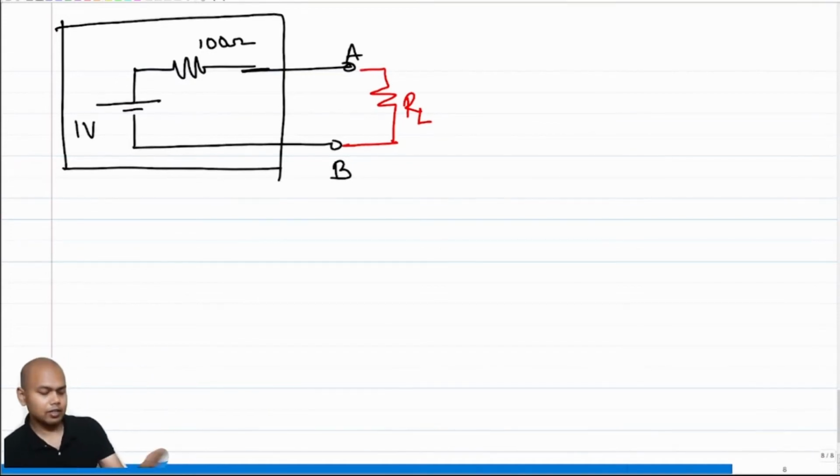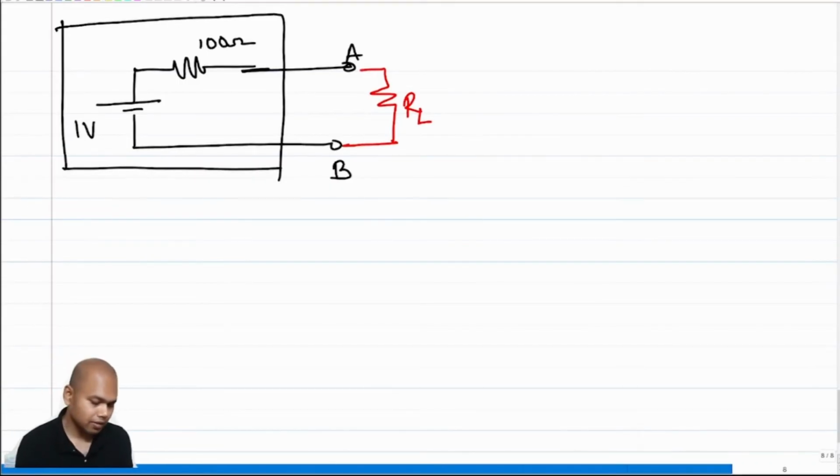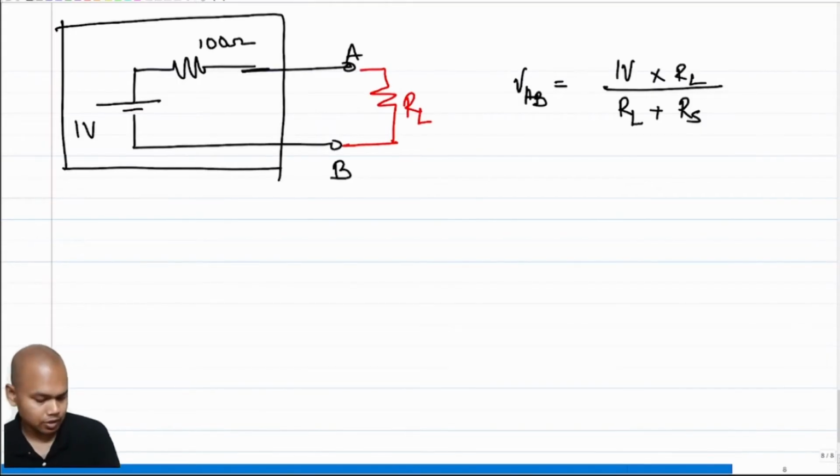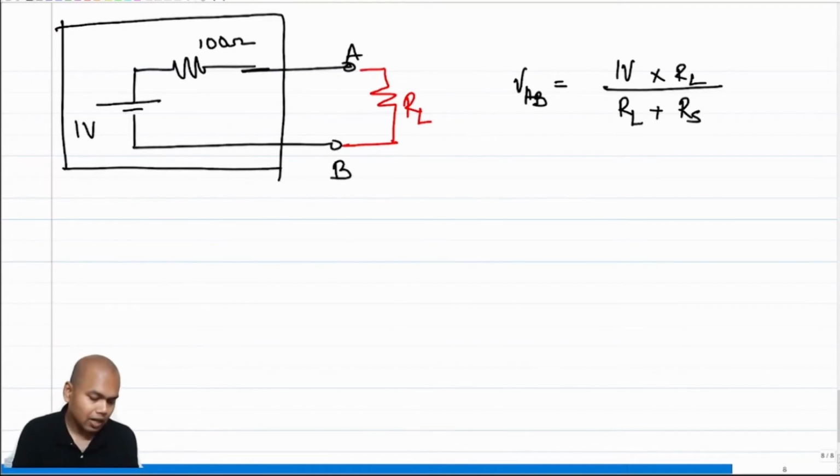So if I connect a resistance RL, what is the voltage VAB? VAB is 1 volt times RL by RL plus 100 ohms. Let me express this in terms of the internal resistance of the battery. So under what condition will this VAB not change regardless of the values of RL?